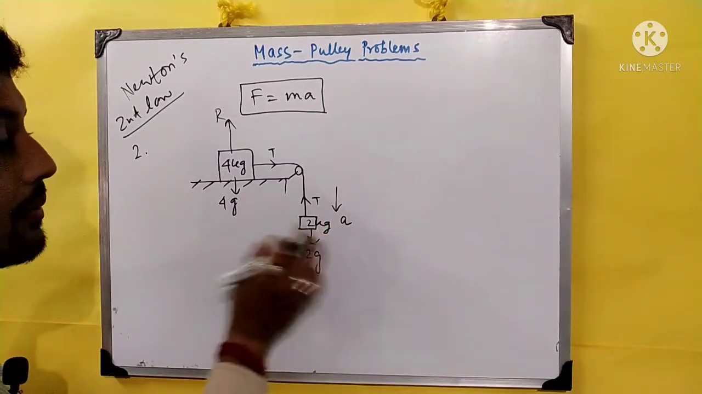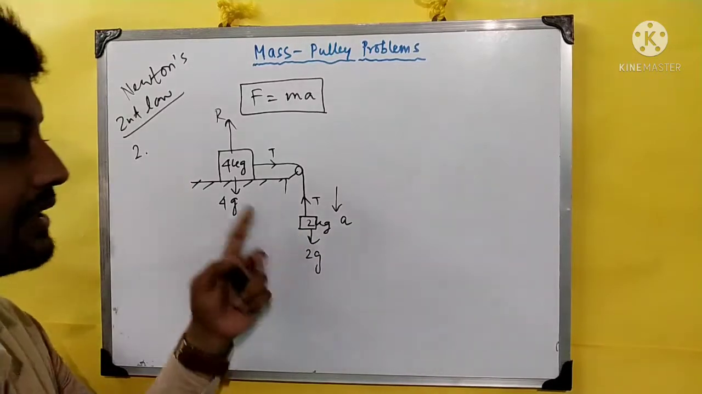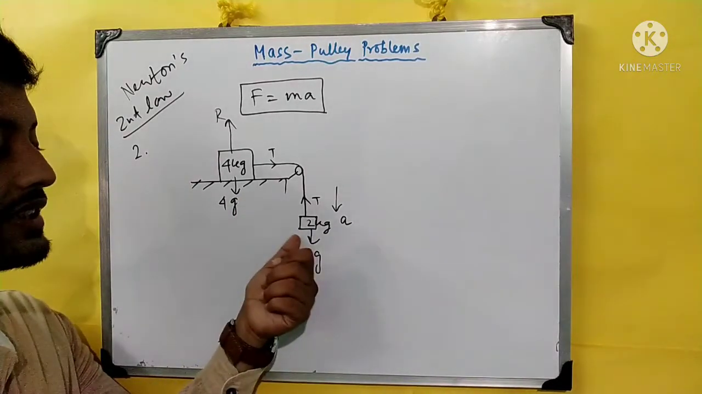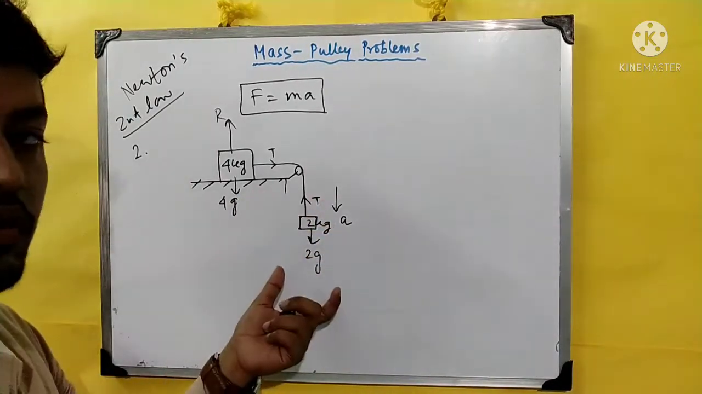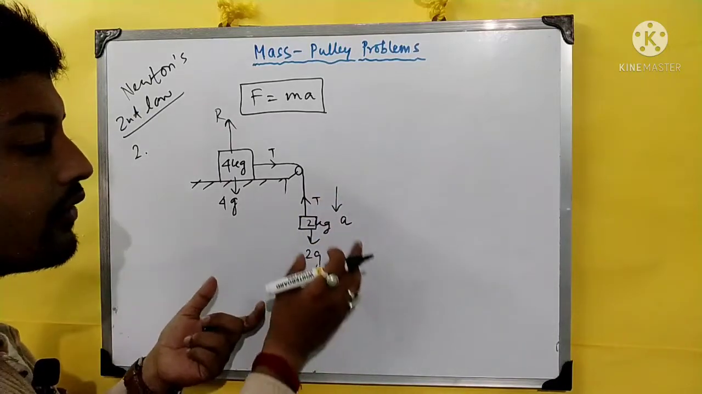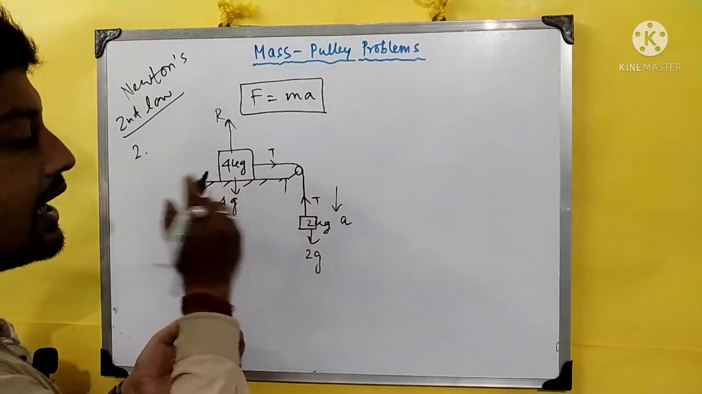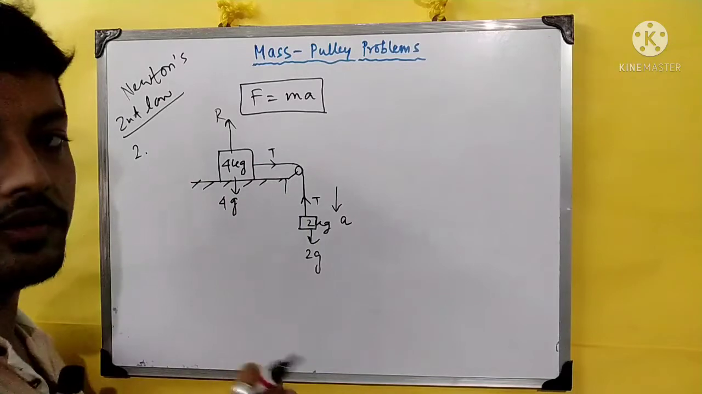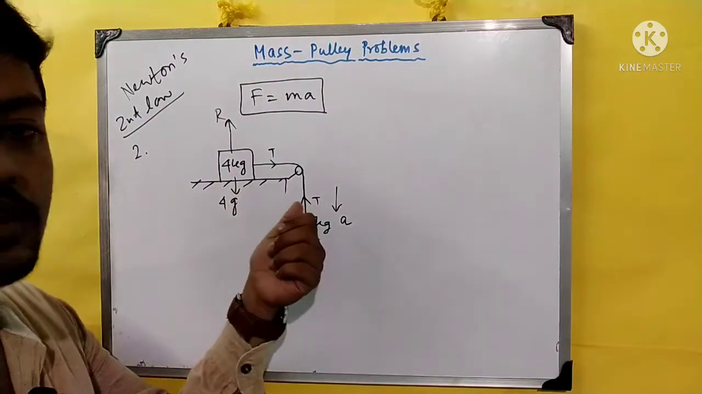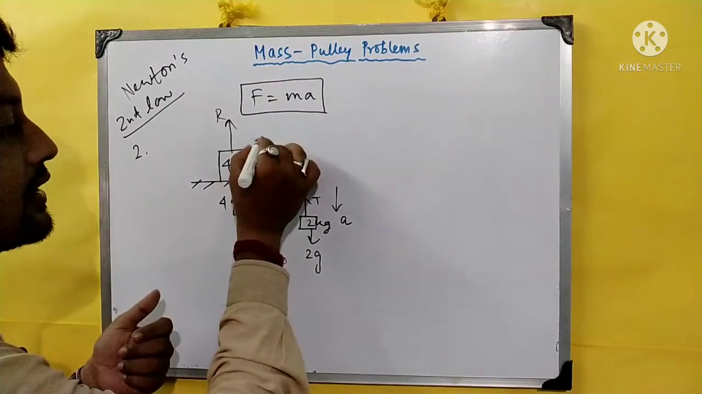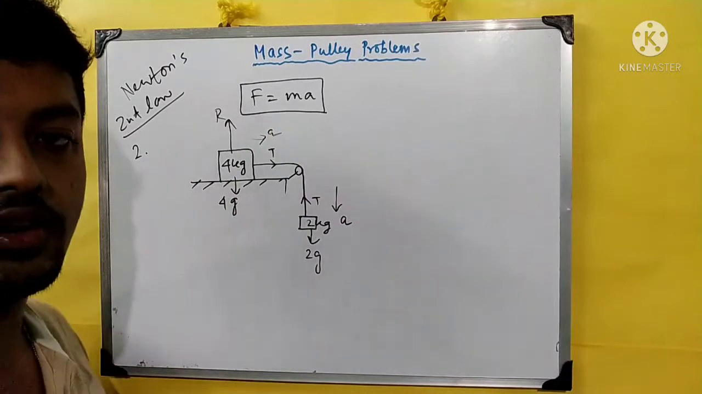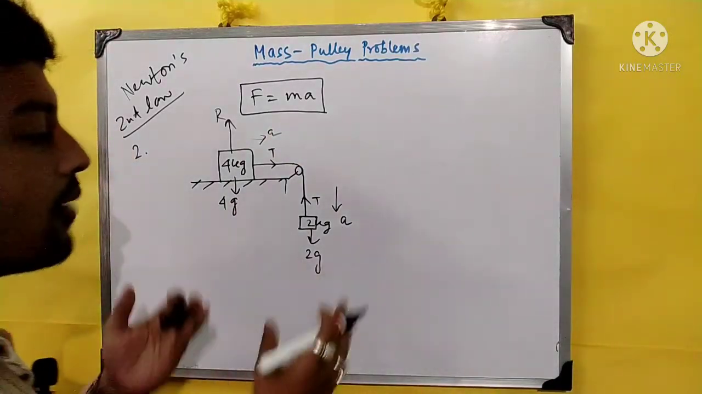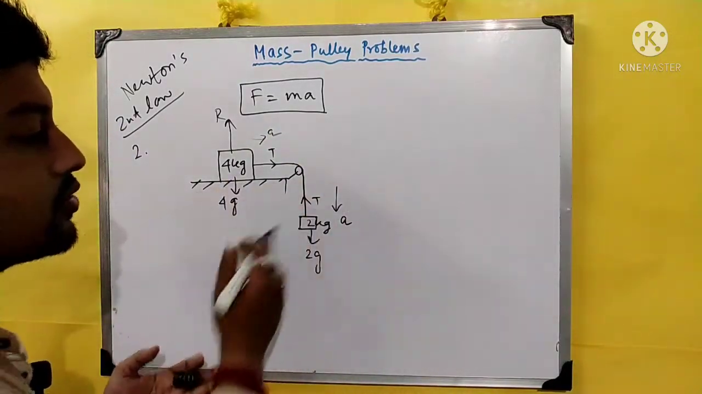This system, in spite of having the lesser mass, will go downward. So it is going downward with acceleration a, and it will also come towards this pulley with acceleration a. Understood? So how am I going to form the equation for these two masses?